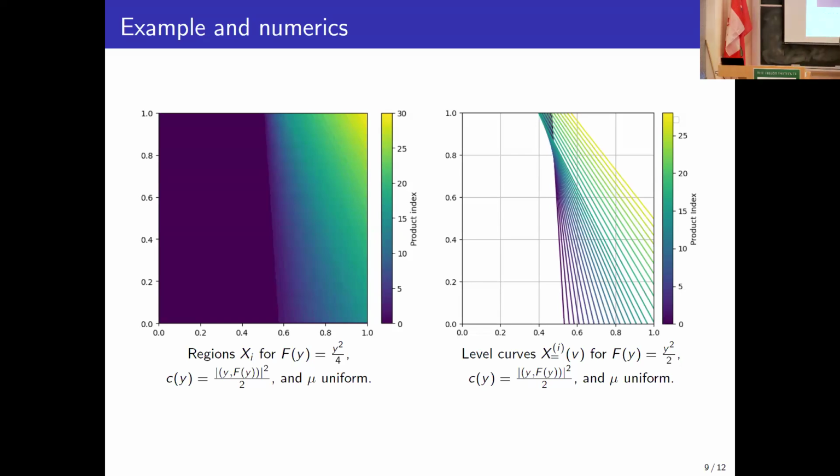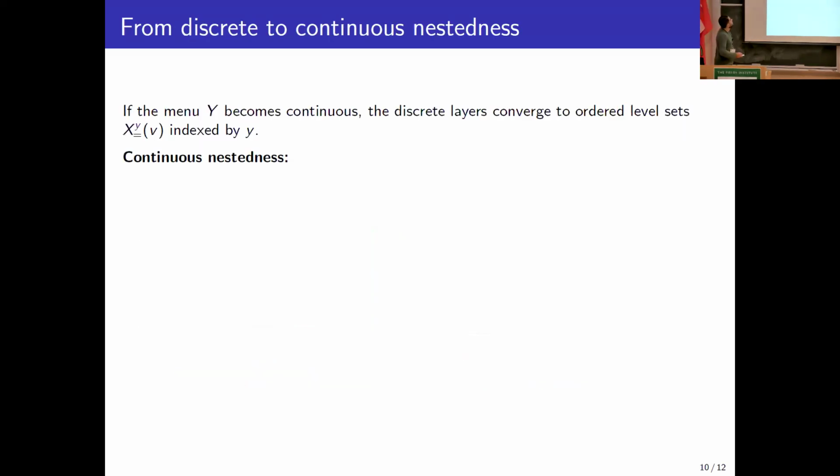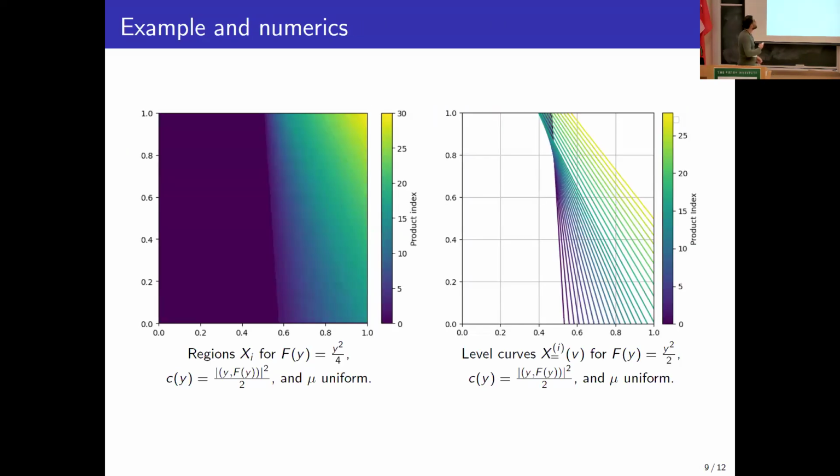In the other case, where nestedness fails, you can see the level curves actually intersect each other. Our conditions actually give us a threshold for the case where nestedness fails. So 1/3 is like the maximum convexity that we can allow.